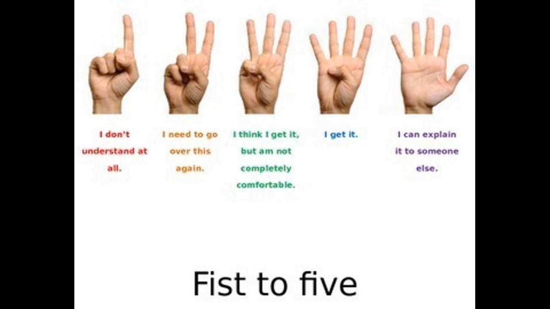Yet another informal pre-assessment is using students' own ability to rate themselves to determine where a student is at. So an example would be this fist to five. If you ask about a certain content area, you ask students to give a 1, 2, 3, 4, or 5, depending on how comfortable they feel with that. A 5 being that they can explain it to someone else, that they have a really good understanding of that. A 1 being they don't understand at all, meaning that you would have to start from the beginning with them.